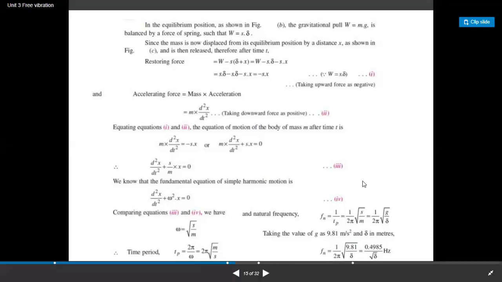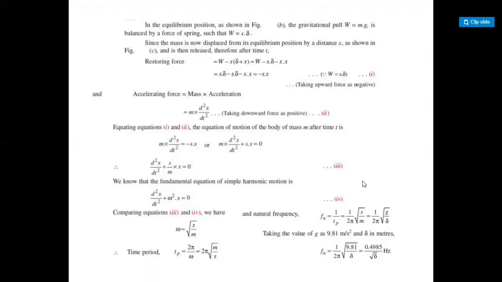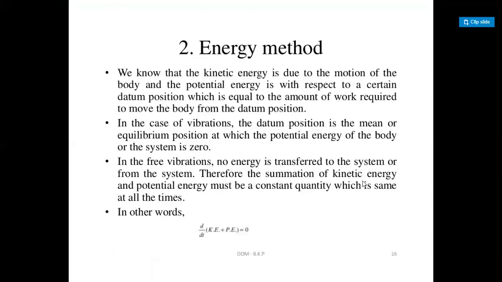Now we are going to the next method. The second method is the energy method. And what is the energy method? In this method, we are going to study kinetic energy and potential energy, which is stored in the vibratory system or vibratory body. We know that the kinetic energy is due to the motion of the body, and the potential energy is with respect to a certain datum position, which is equal to the amount of work required to move the body from the datum position. Right? Kinetic energy is generated in the system due to its motion.